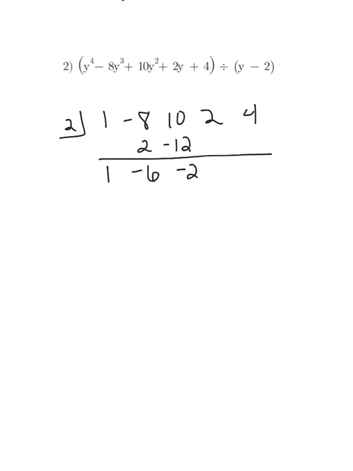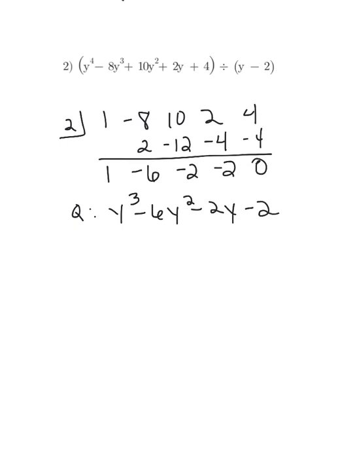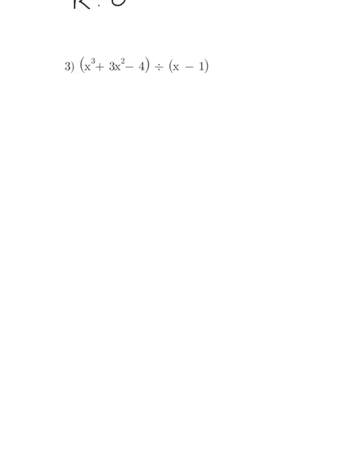Multiply -4. Add -2. Multiply -4. Add 0. So our quotient is 1y to the third minus 6y squared minus 2y minus 2, and our remainder is 0.